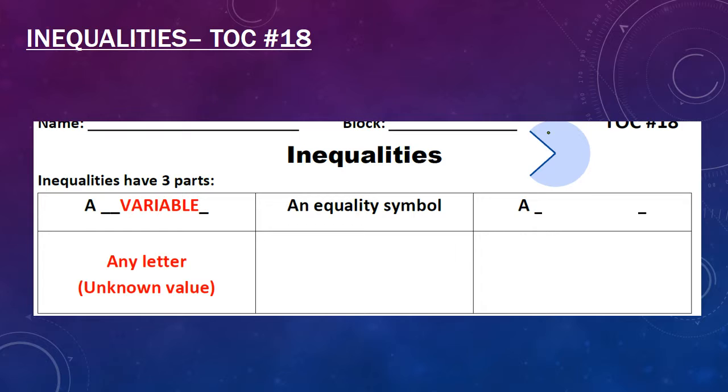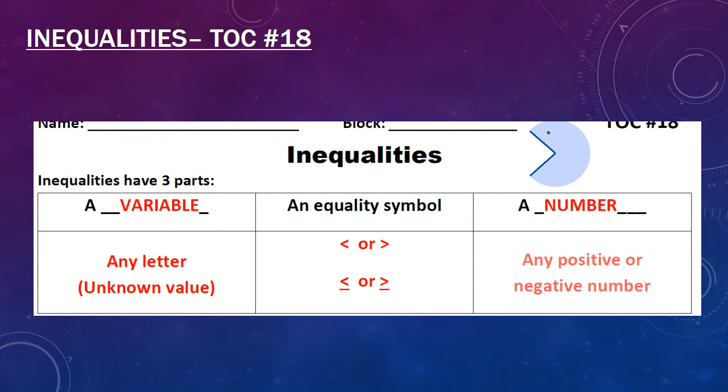The inequality symbol, and there are actually 4 of them, not just 2. You're used to less than or greater than, but we are also going to show you less than or equal to and greater than or equal to, which are the ones in the bottom row. And then the last part is just a number. That is a constant, and it could be positive or negative for inequalities.